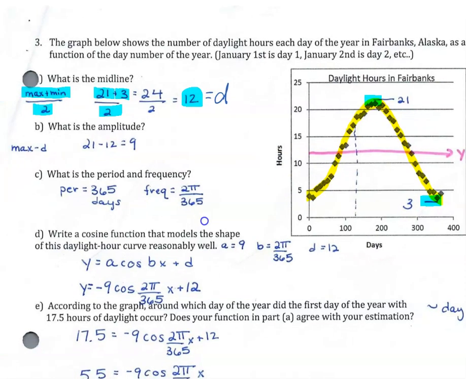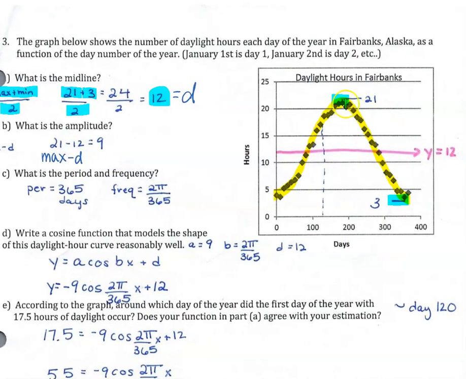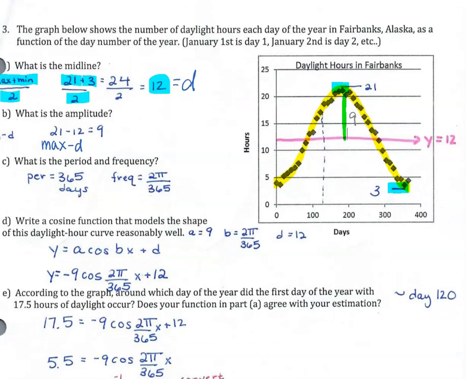Amplitude is the maximum minus the midline, so that's 21 minus 12, which is 9. Or think about it this way: if your midline is 12, which we have drawn in here, what's the difference to get from 12 to 21? That would be 9 units.